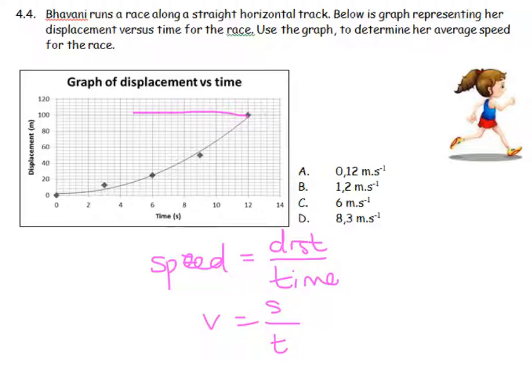I read off on the graph and I see that it's about 100 meters. And I read off on the graph and I see that it took her 12 seconds. So I take 100 and I divide it by a time of 12 and I find that I get 8,3 meters per second, and the answer is therefore D.